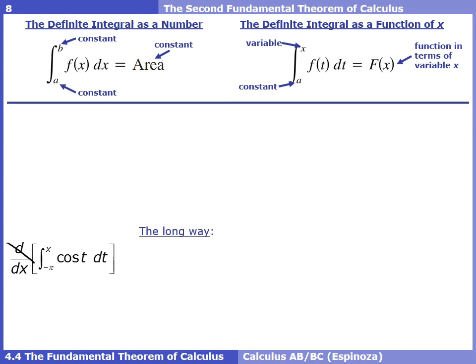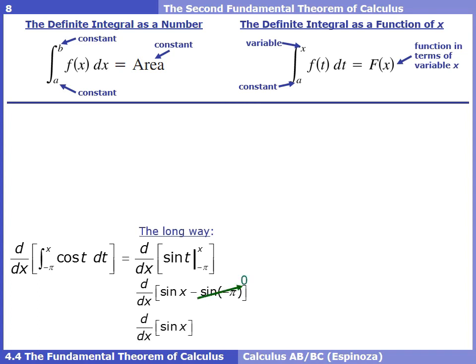So forget about the derivative for now. We're not going to take the derivative yet. I'm just going to focus on taking the integral on the inside of those brackets. The integral of cosine is sine. We're going to put the bar from negative pi to x. Again, we're forgetting about taking a derivative right now. We're going to take the upper bound, plug it in. We're going to take the lower bound and plug it in. So we'll end up with sine x minus sine of negative pi. Sine of negative pi is 0, so we're just left with sine x.